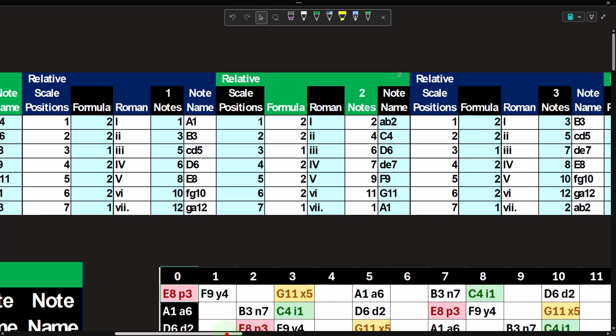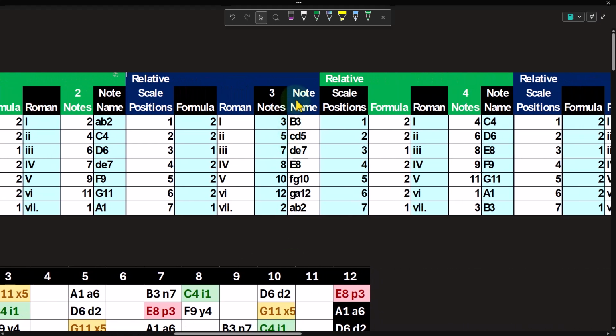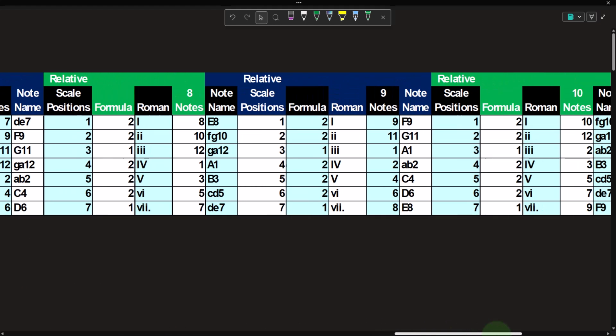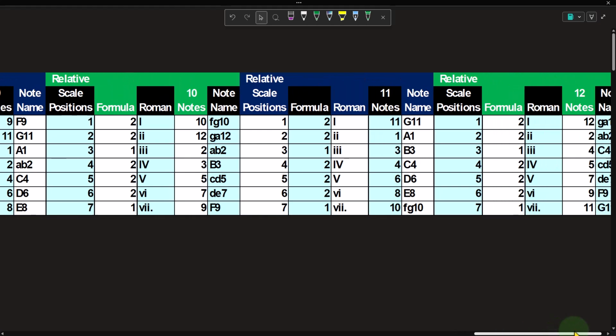So now we've got the 3 represents a B. And same thing, we just copy and paste it for the 3, and we just do this all the way out. How many of them are there? There are 12.